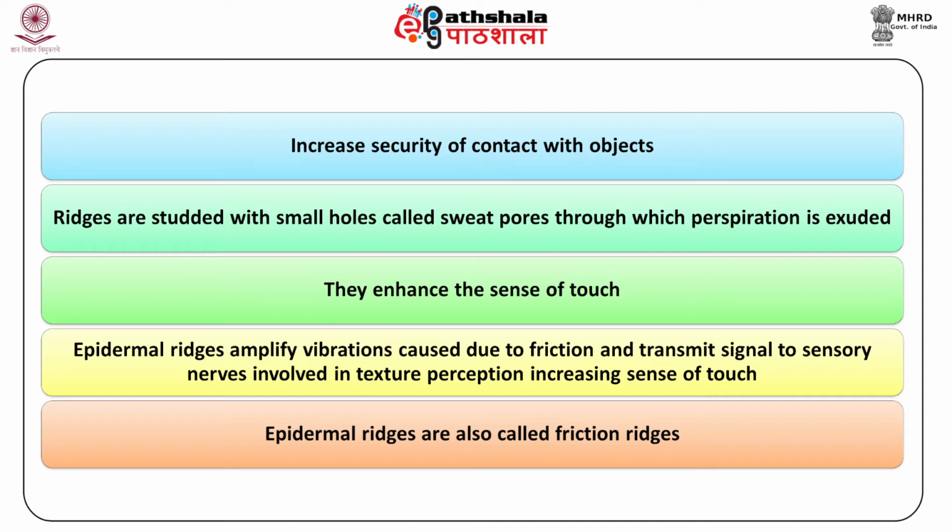When a finger comes into contact with an uneven surface, the epidermal ridges amplify the vibrations caused by friction and transmit the signal to sensory nerves involved in texture perception, increasing the sense of touch. For this reason, epidermal ridges are also called friction ridges.